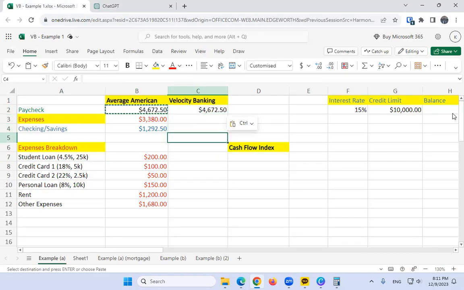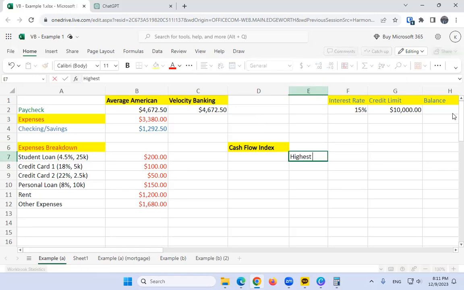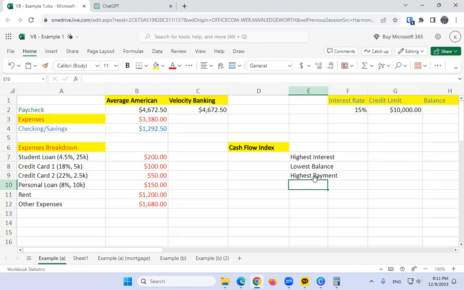And so if we're doing velocity banking, right, there's usually a criteria that we have, and I'm just going to list it right here. So usually we want to pay off the highest interest rates first, or the lowest balance first, or the highest payment. So it's like a combination of these three, right? If we want to use a more simplified formula that does not take into account the interest rate at all, we use something called the cash flow index, and all that is the balance divided by the monthly payment. So I'm just going to calculate that for you.